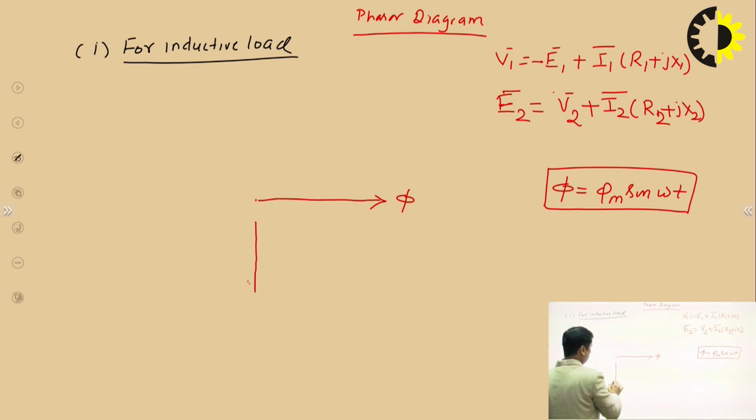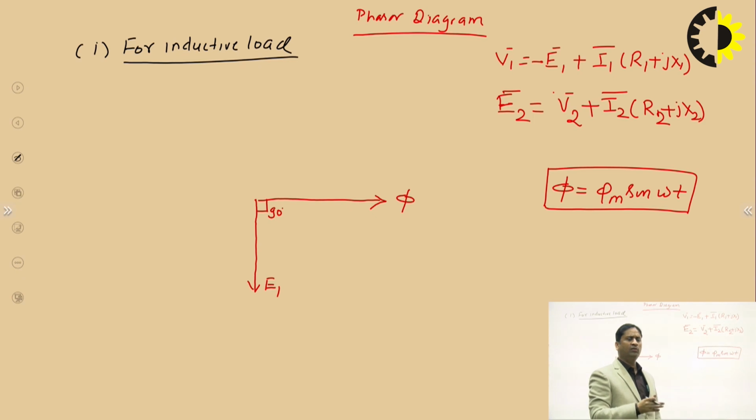Suppose this is my E1. This angle is pi by 2, 90 degrees. So we know that the voltage induced in the winding, whether it is the primary winding or the secondary winding, will lag the flux by 90 degrees.